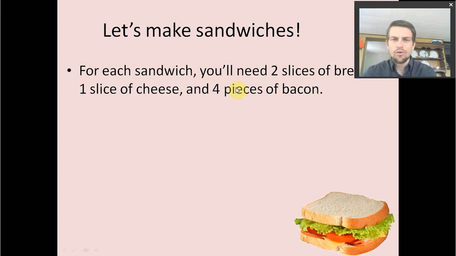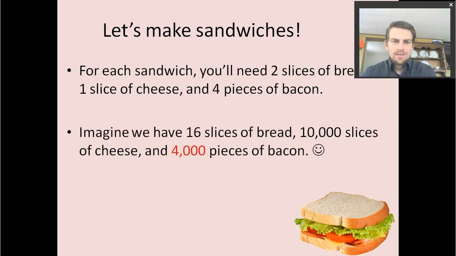But we have the same formula for a sandwich: 2 slices of bread, 1 slice of cheese, 4 pieces of bacon. But let's pretend that instead of just 4 pieces of bacon, we have now, I guess, found a herd of pigs and turned it all into bacon, and we have 4,000 pieces of bacon. So we have 16 slices of bread still, 10,000 slices of cheese still, and now we have 4,000 pieces of bacon, making us very happy.